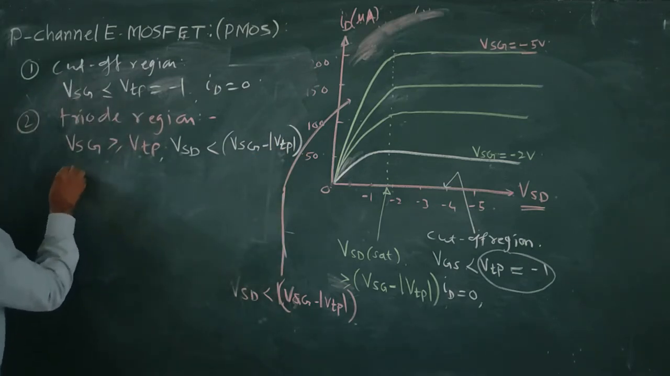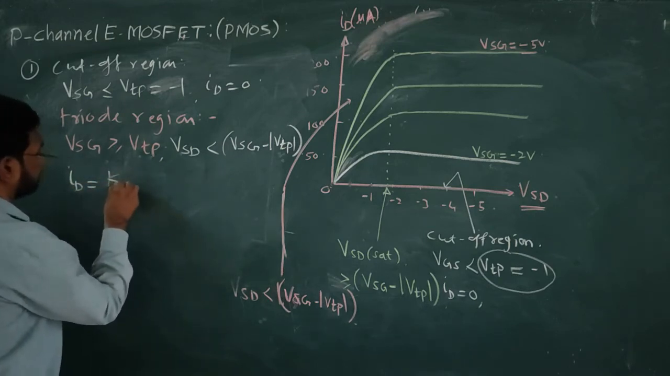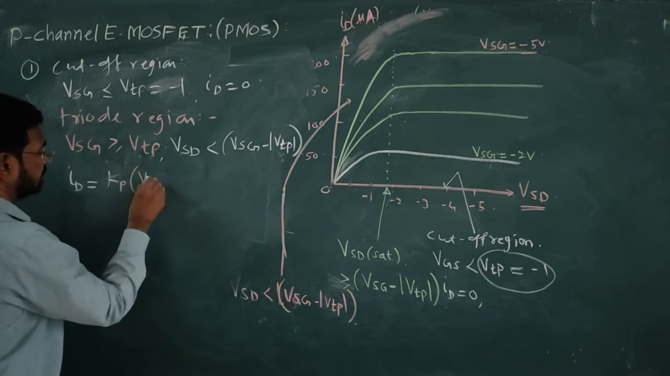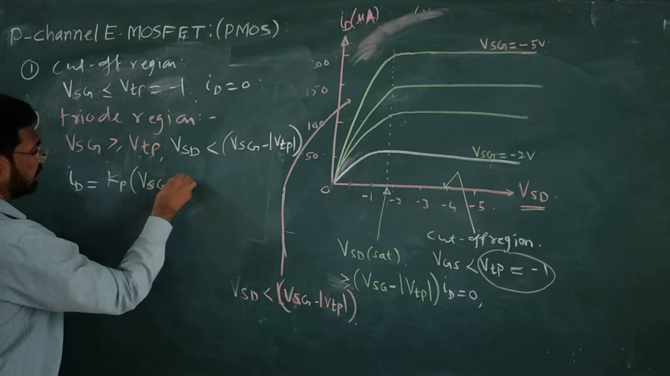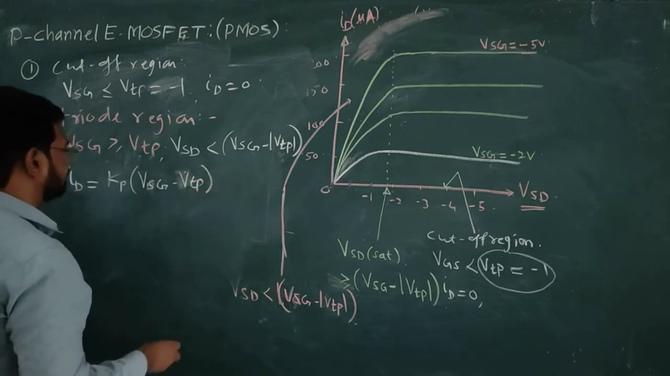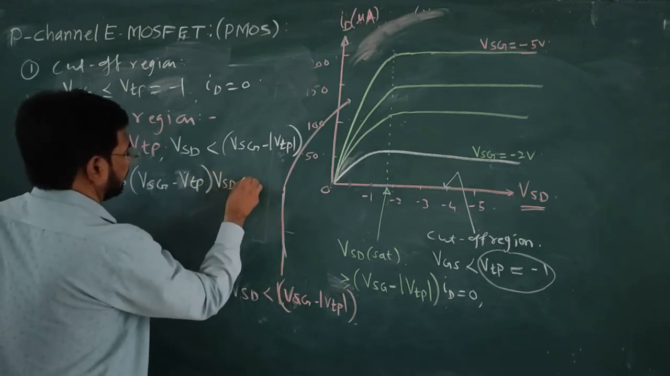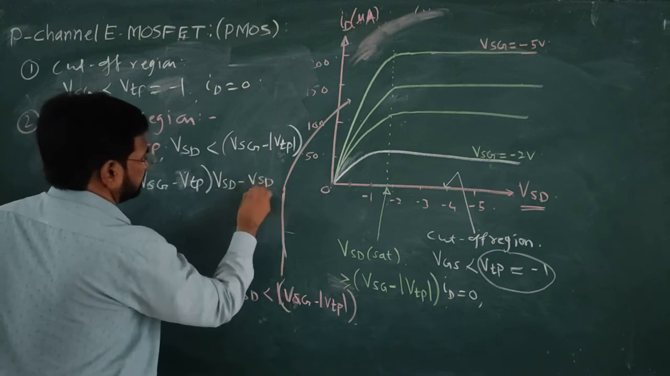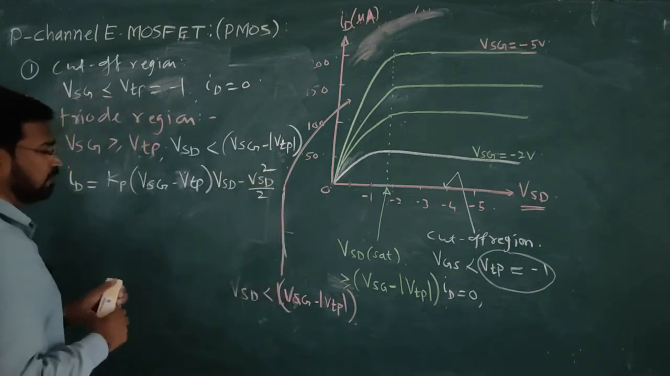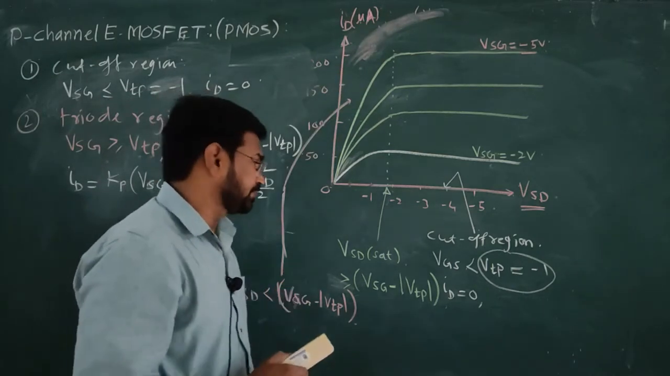Now, what is the drain current ID? ID is equal to Kp into (VSG minus VTP, we are not taking mod here) into VSD minus VSD square by 2. So, this is the current flowing through the drain when the device is in triode region.